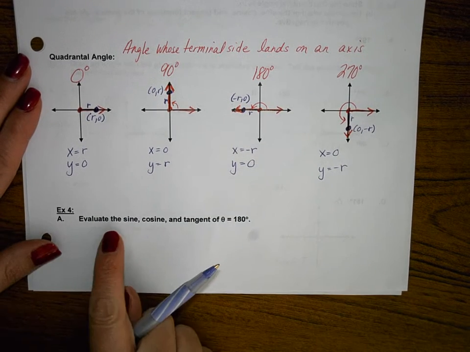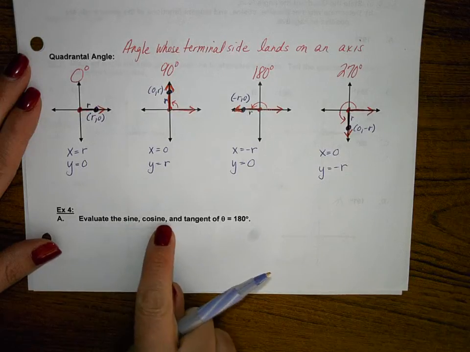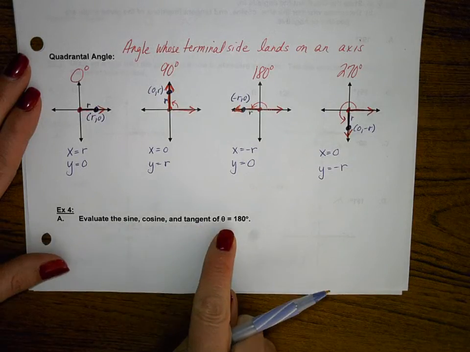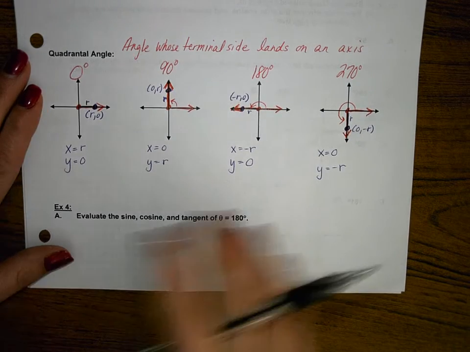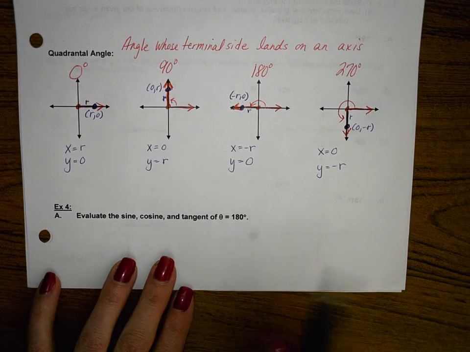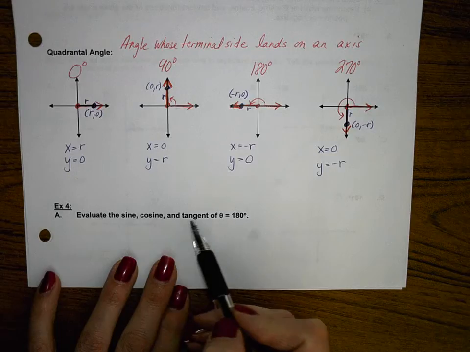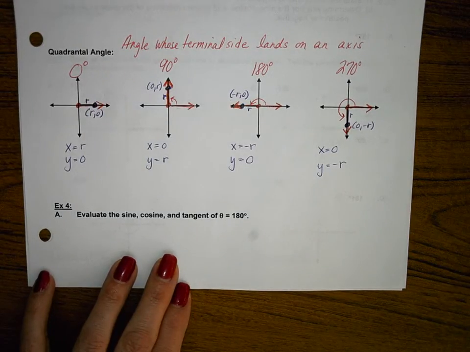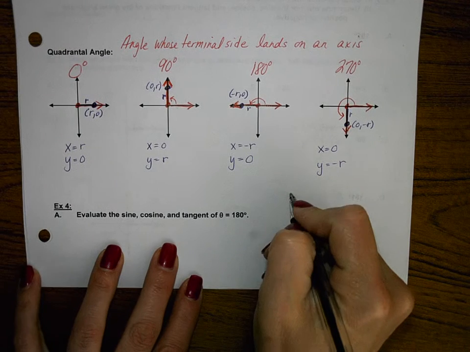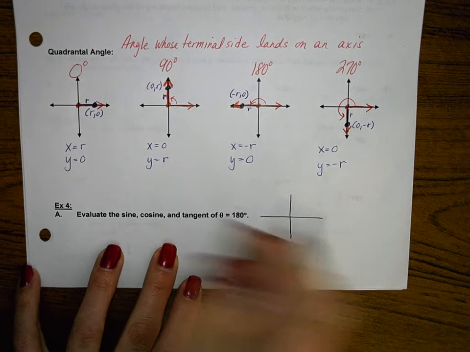Well, I want to evaluate the sine, the cosine, and the tangent when theta is 180 degrees. Okay, so let's say we hadn't drawn these scenarios. The first thing I'm going to do is think: I want the sine, the cosine, and the tangent of 180 degrees. 180 degrees is a special angle.